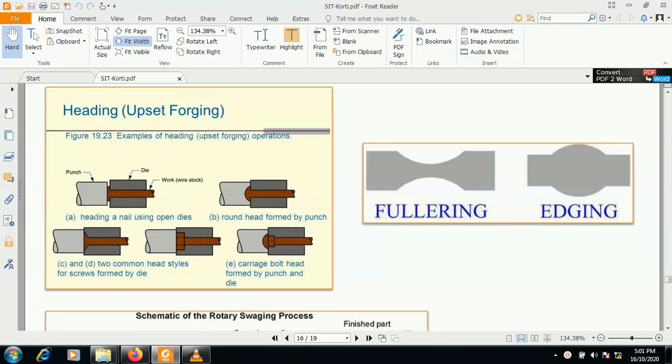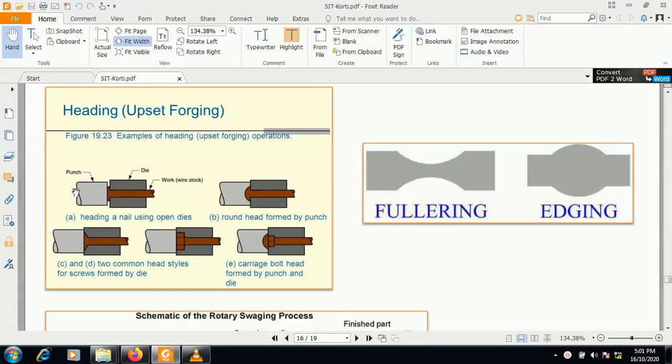Student friends, in continuation with the forging process, we will see the heading. Now you can see in the figure heading of a nail using open dies. Now you can see nail means काय खिळे. Nails are used for construction purposes.